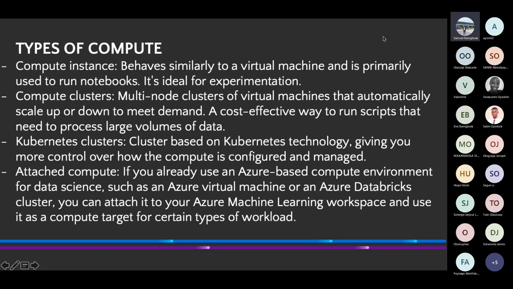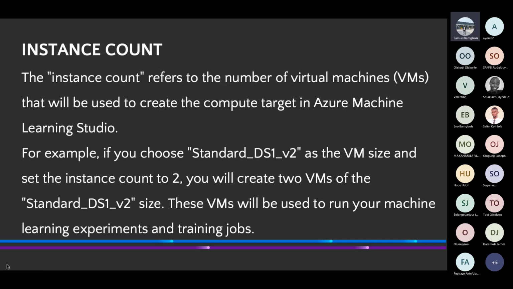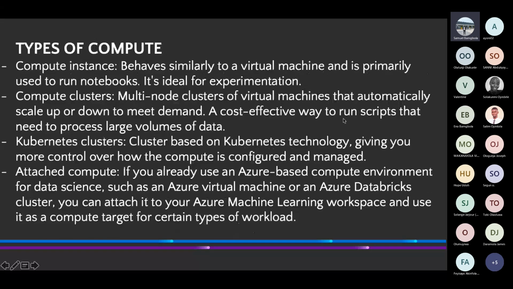We have the compute instance and compute cluster, which are the major compute that we'll be using today. So compute instance says here that it behaves similar to a virtual machine, which I already earlier referred to, and it's primarily used to run notebooks. It's ideal for experimentation. So compute instance provides you the virtual environment, right? Or let's say the virtual machine that you need to run notebooks and other experimentation that you'd have done normally on your Jupyter notebook on your local system.